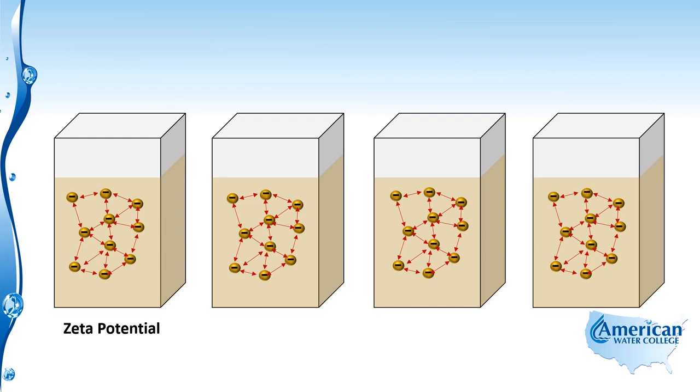Well, in order to overcome that zeta potential so that these colloids can come together and form microfloc and then macrofloc so that they can ultimately settle out, we need to neutralize the negative charge. So we do that by the addition of positive ions. And aluminum sulfate, for our purposes here, will be what we add.